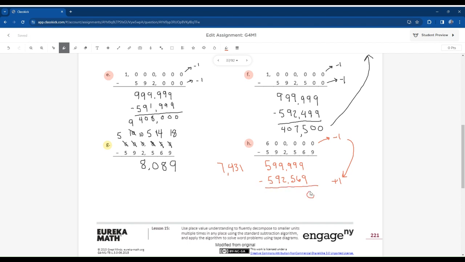9 minus 9 is 0. 9 minus 6 is 3. 9 minus 5 is 4. 9 minus 2 is 7. So we have our actual answer that we got earlier was 7,431. Here we have 7,430, but again, don't forget to add this 1 back to make that 7,431. So I like to show students both ways, let them decide which one works best for them.